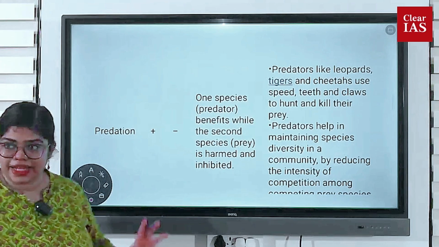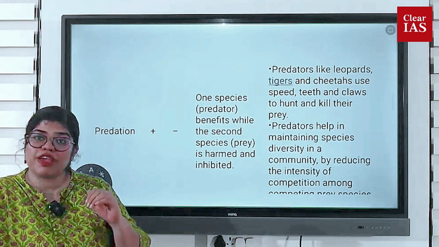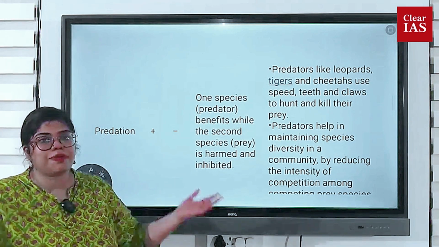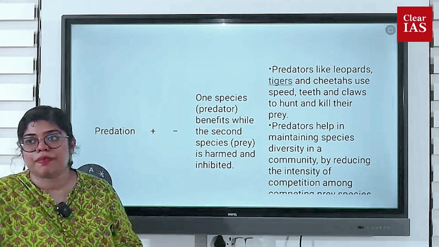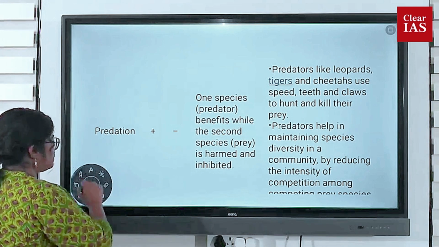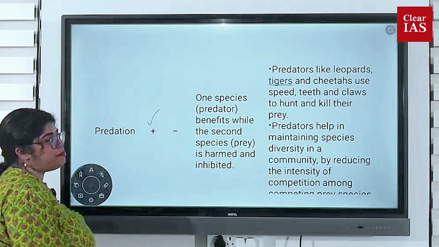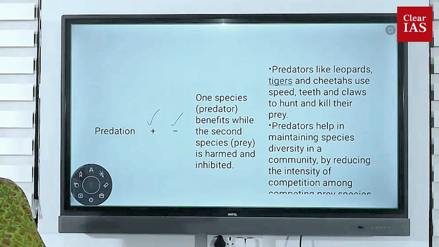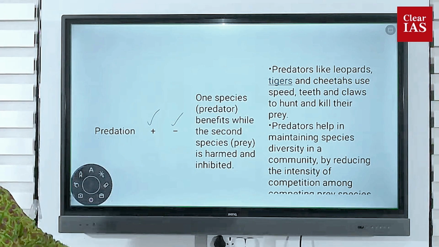Another biotic interaction is predation. Predation means there is a predator and there is a prey. The predator will always be benefited, right? Because the predator is getting the food. What happens to the prey? The prey dies. So prey is negatively affected, predator is positively affected. So there is always benefit for the predator, but a negative effect for the prey population. This is predation. One species benefits, the other species is harmed.